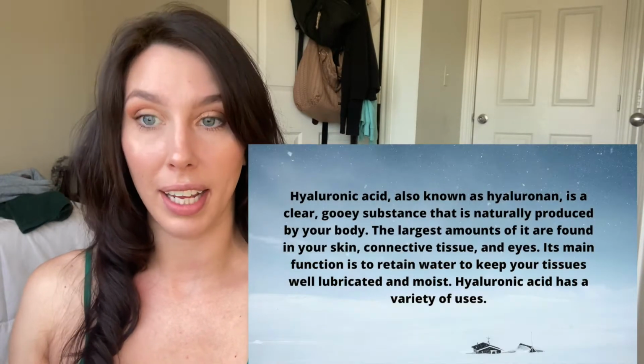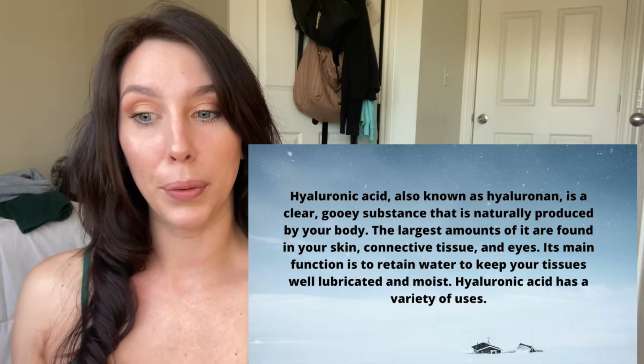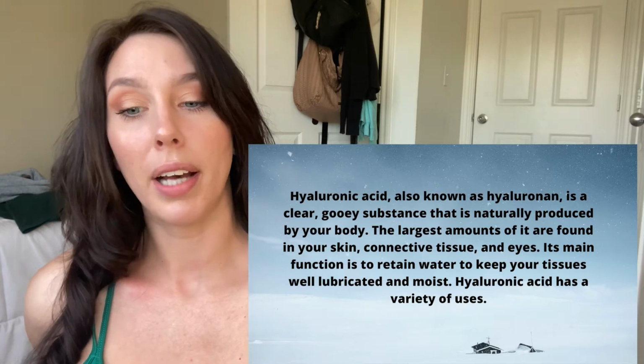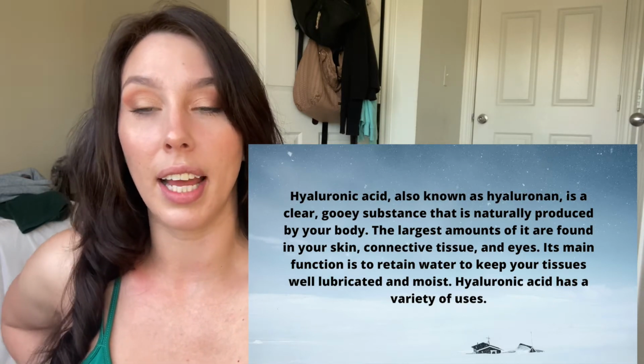Your second ingredient that you want to look for is hyaluronic acid. It's a clear, gooey substance that is naturally produced by your body. The largest amounts of it are found in your skin, connective tissue, and your eyes. So the main function of this ingredient is that it lubricates your skin, so it acts as a moisturizer in short.